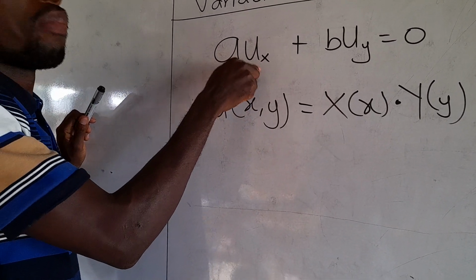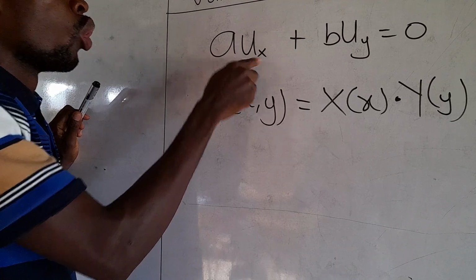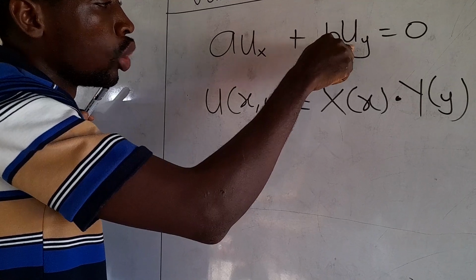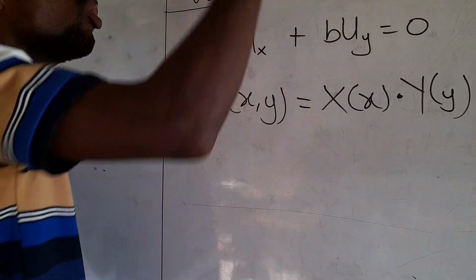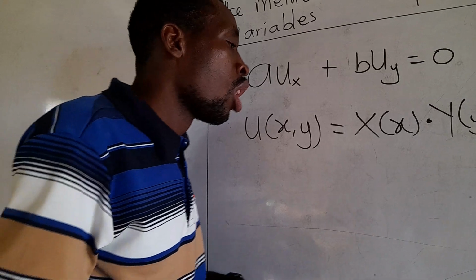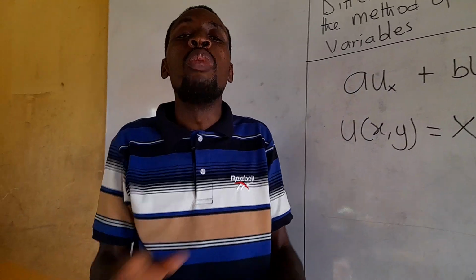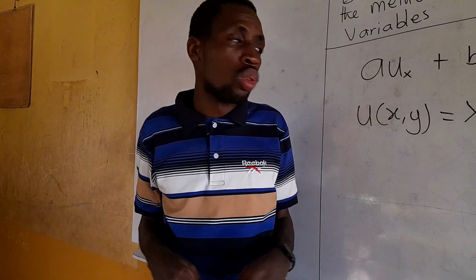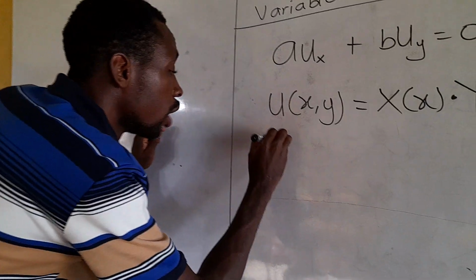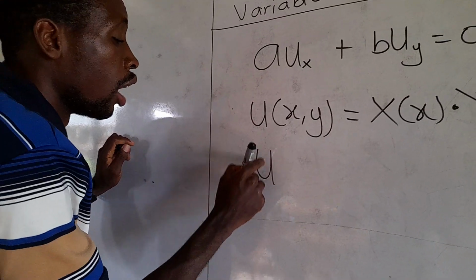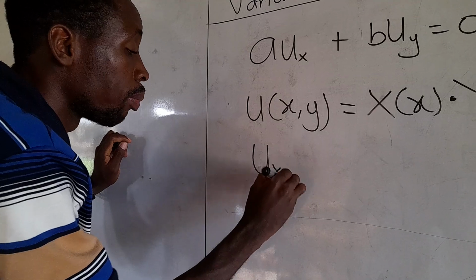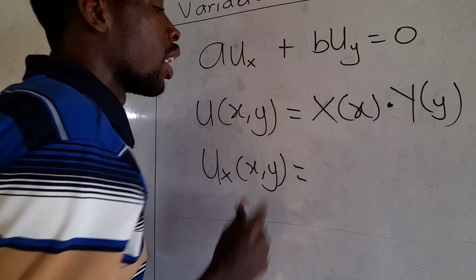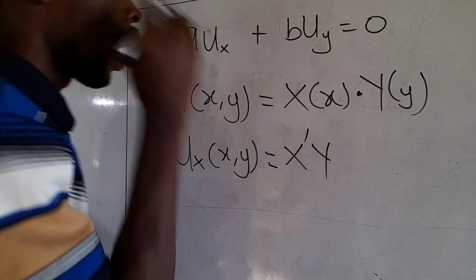Now we will find the partial differentiation of u with respect to x for this, and the partial differentiation of u with respect to y for this. Then you substitute. After you substitute, your partial differential equation will become an easy separable ordinary differential equation. That is how it works. So now let's do that. We find the partial differentiation of u with respect to x. So the y will be kept constant. So we say X prime Y.